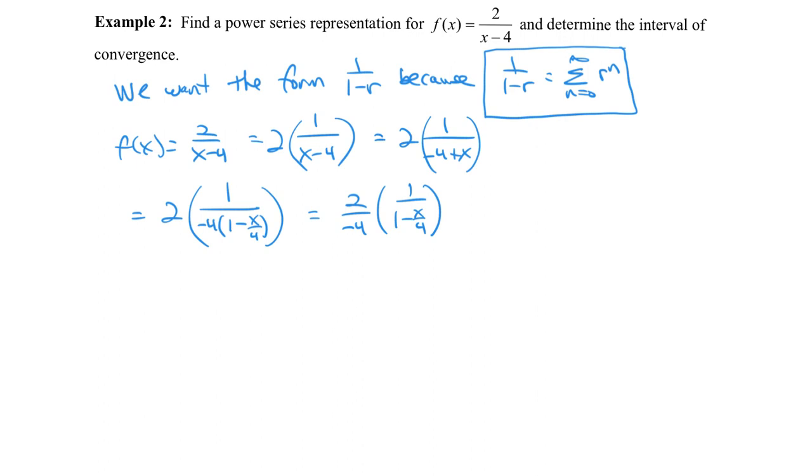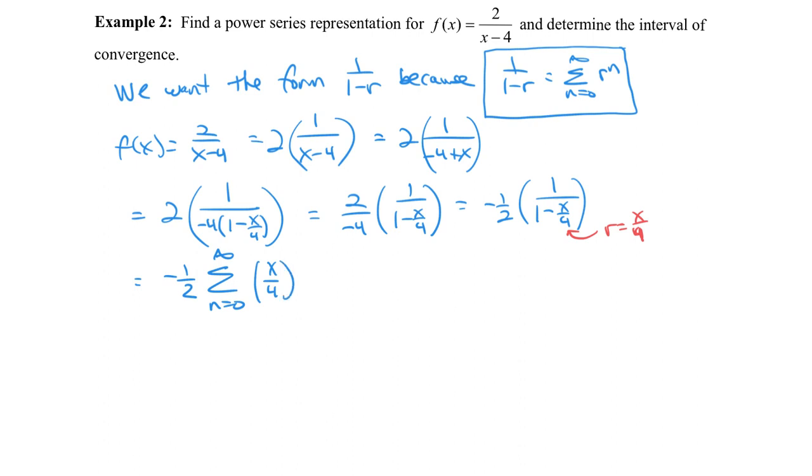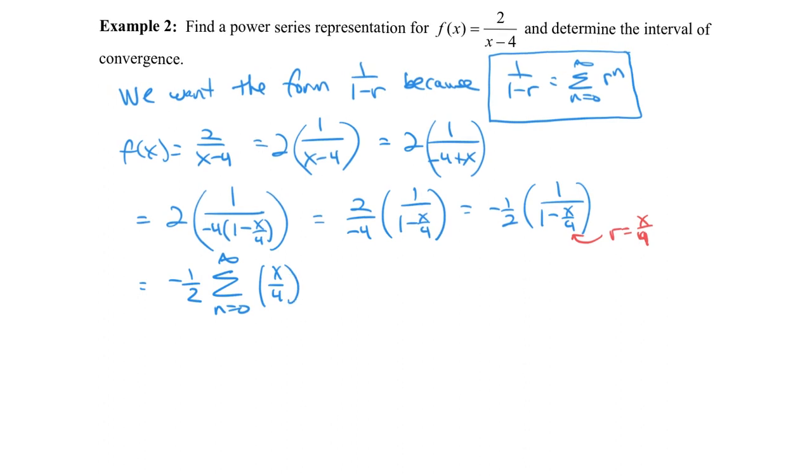So this means we've got our r. This means r equals x over 4. So we've got the format that we need. So really what this is equal to is negative 1/2 times the summation from 0 to infinity of r to the n. Okay, so this is our function as a power series. And they're equal as long as you go to infinity, as long as we're also on the radius of convergence.